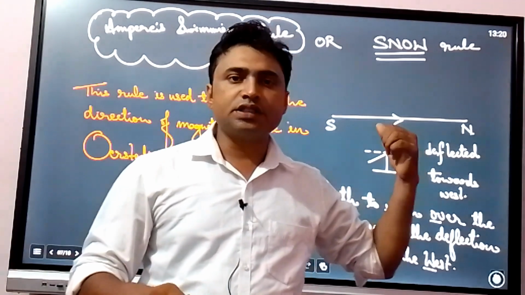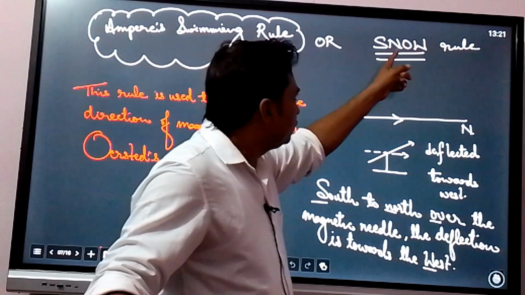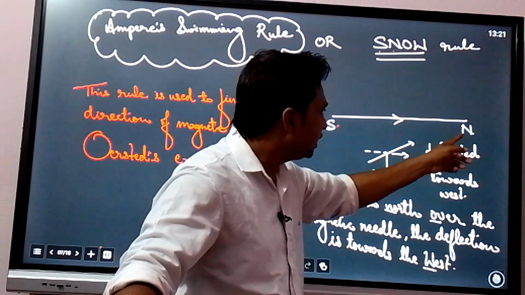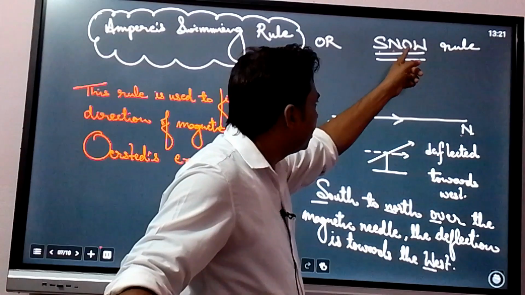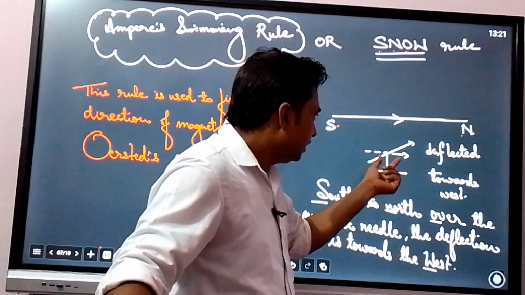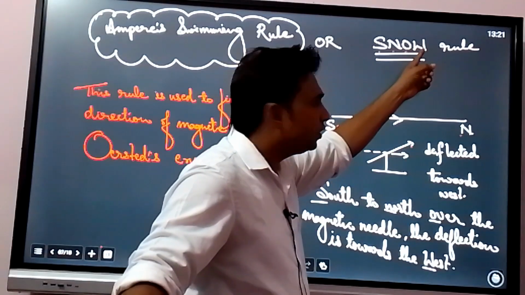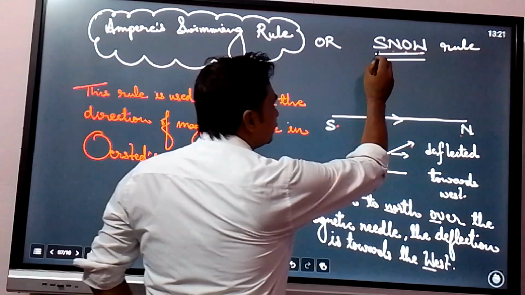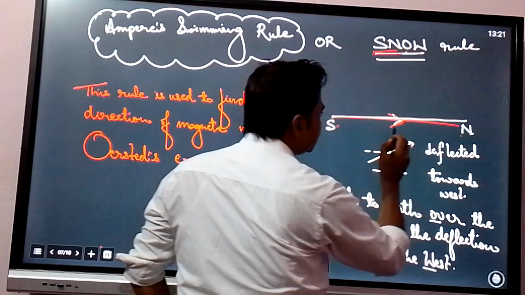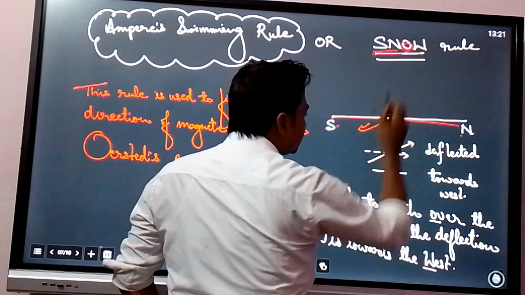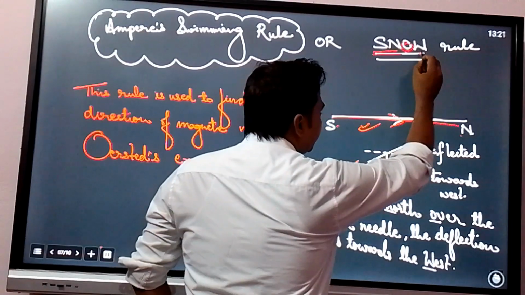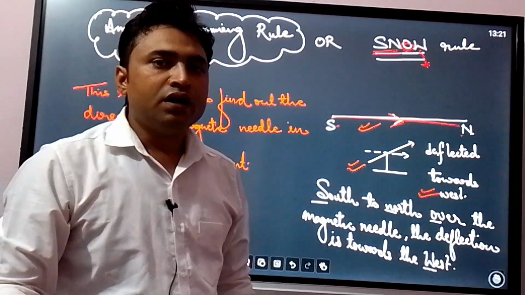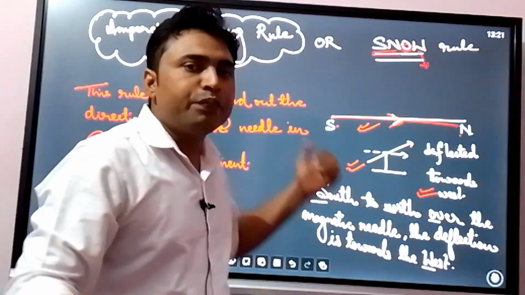What does this SNOW rule say? It is an acronym: South to North. When the current is flowing from south to north and the wire is over the magnetic needle, then the deflection of the magnetic needle will be towards the west. In short, we have written its acronym. This is the SNOW rule. The same rule is also known as the Ampere swimming rule.